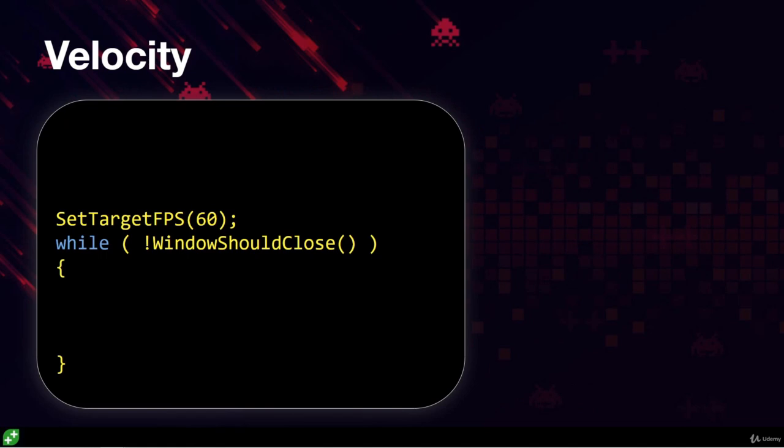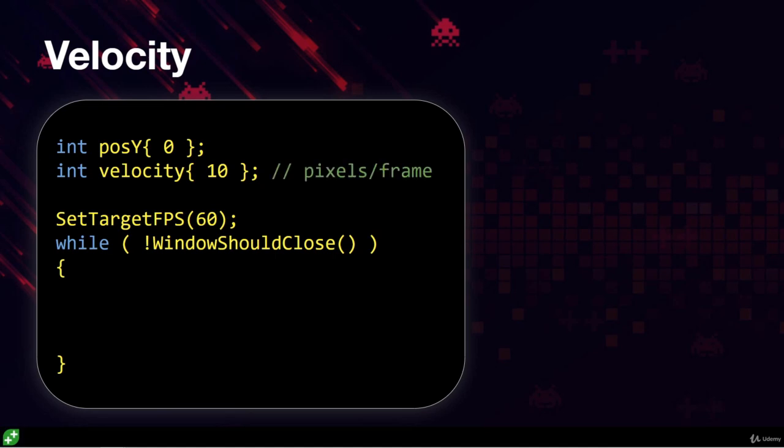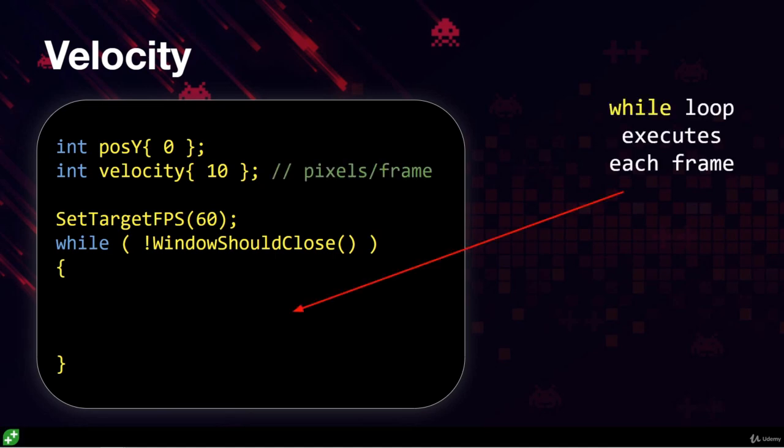So if we have a velocity, how do we update the position of something? Well, here's our while loop, and we've set our target frames per second at 60. Now, let's say we have a y position, call it posY, and we're initializing it to 0. Now, let's say we have a velocity of 10. Now, again, we're working in pixels per frame here. Now, the body of the while loop executes every frame, so here is where we should update the position. All we need to do is take our y position and add the velocity to it every frame. This is how we update the y position.